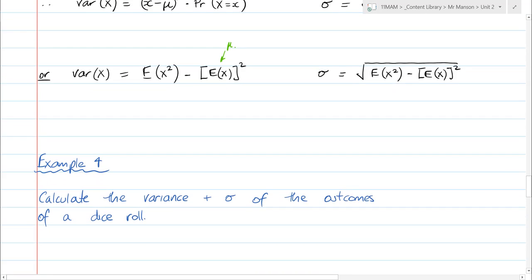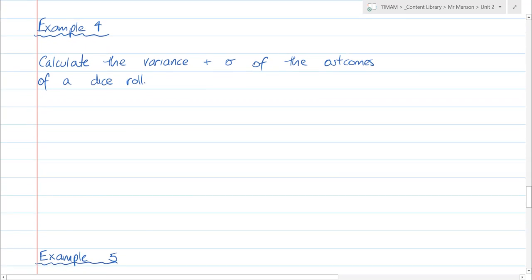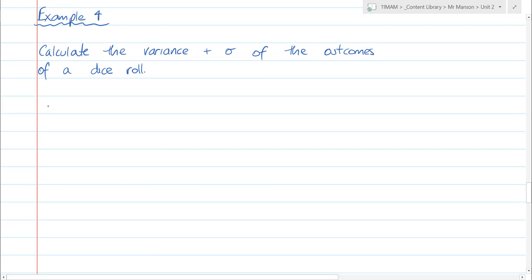Here we go. Calculate the variance and standard deviation of the outcomes of a dice roll. So let's do this one first, and I'll show you how you would build the table to calculate this. So first of all, x can be 1, 2, 3, 4, 5, or 6, and the probability that X equals x is 1/6 in all cases. They're all equally likely. So we have that information for a dice roll.